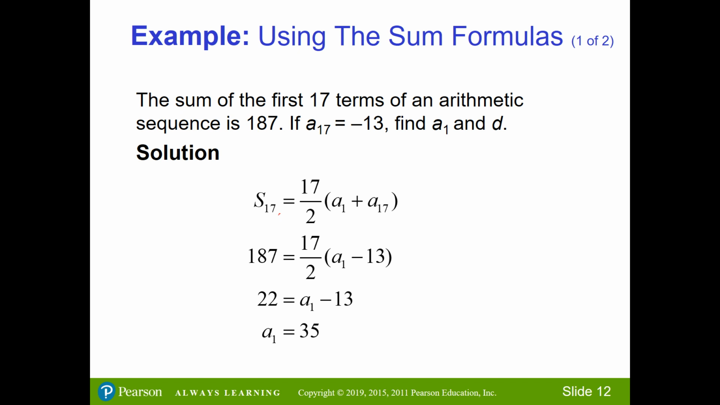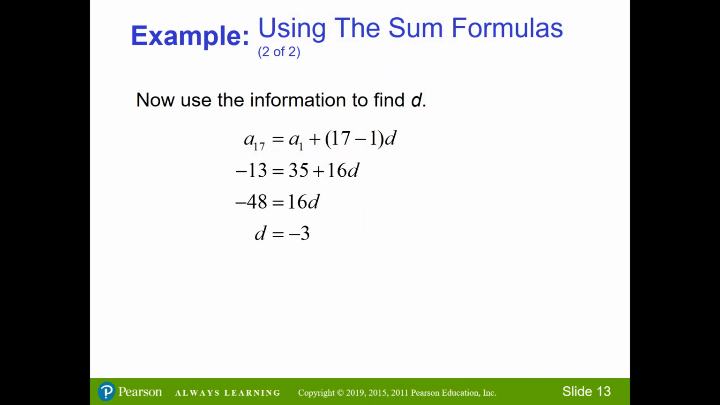Now we need the d. So to find the d, we're going to use our formula for A17. A17 equals A1 plus n minus 1, so 17 minus 1 times the d. So A17 we were told was negative 13. We figured out A1 was 35, so that's 16d. So I'm going to subtract 35 to the other side, I get negative 48, and then divide by 16, I get d is negative 3.